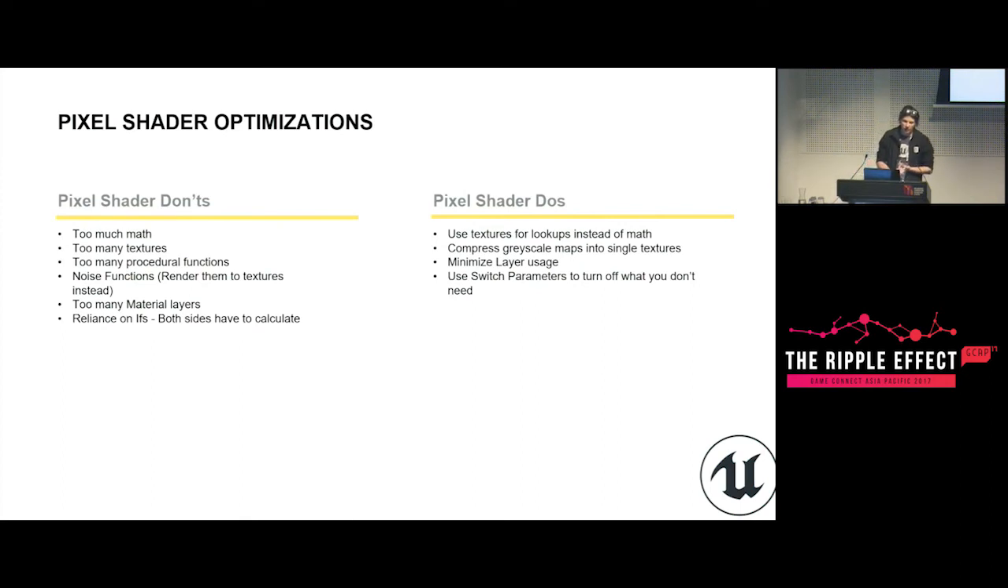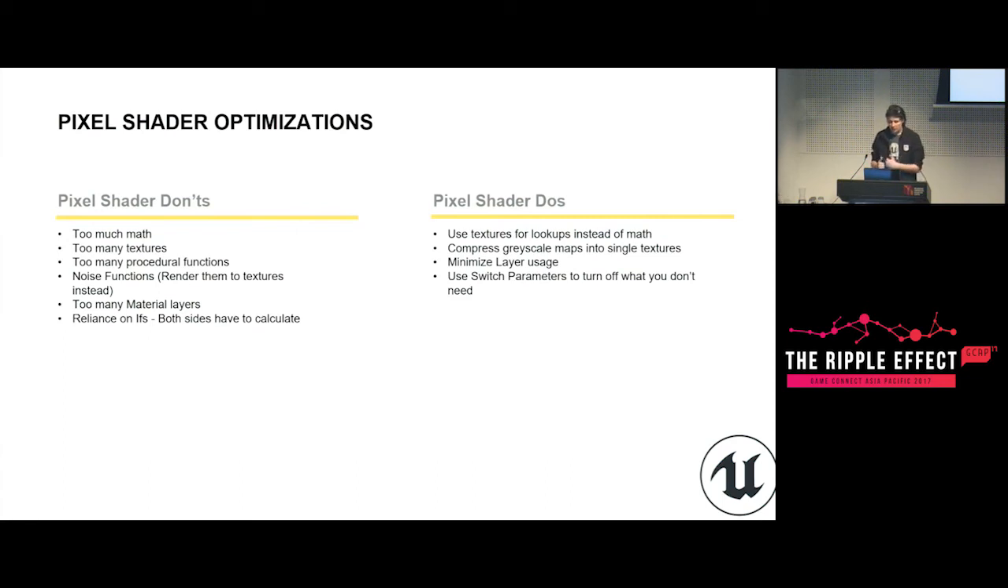General do's and don'ts as far as pixel shader is concerned. Just don't do too much math. Don't use too many textures if you can avoid it. Don't use too many procedural functions because typically they're looping around. Noise functions are best rendered out to a texture wherever possible. Try to avoid using too many material layers. And keep in mind that an if statement is still calculating both sides of the if. Even though only one of them is coming through, it's still calculating both.